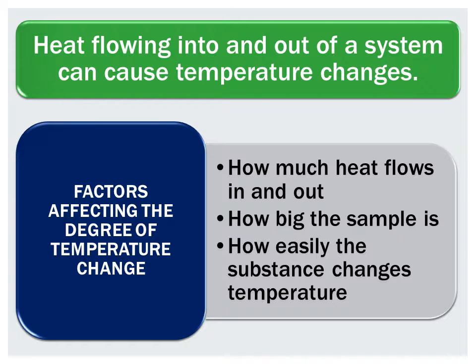For example, if I have a small pot of water and I'm trying to boil it, it doesn't take as long to boil as a big old pot of water because there's more water in there, requires more energy to change its temperature. And finally, how easily the substance changes temperature. This quantity we'll talk more in depth about later, but different metals or different substances change temperature easier than others.